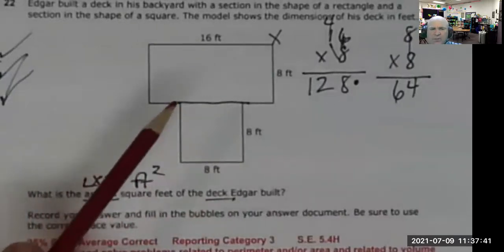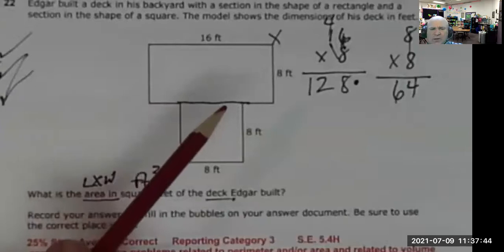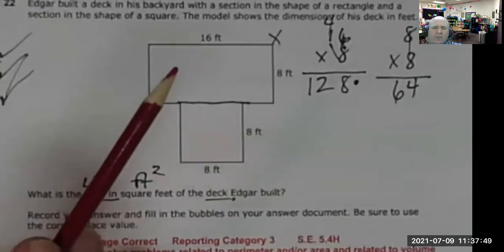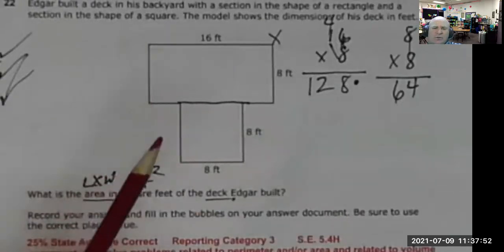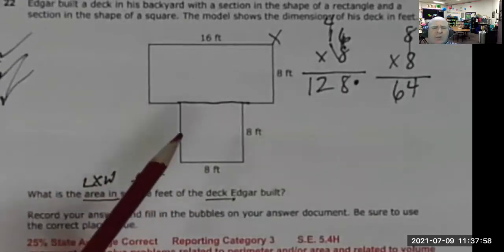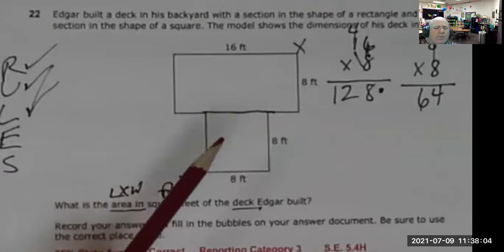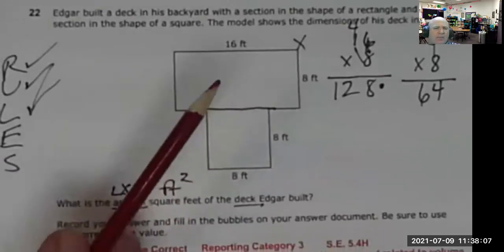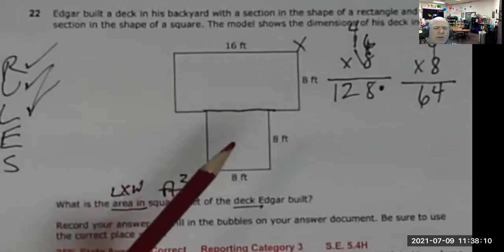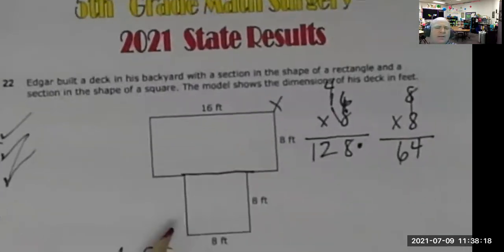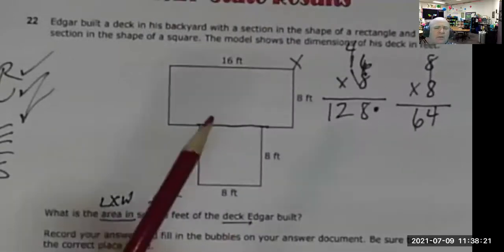I had to draw this line because what we need to do is use squares and rectangles, because those are the two shapes that are here. If we have an area of a triangle, then great, we'll talk about that formula. But the area of these two rectangles, when you add the area of this rectangle to the area of this rectangle, you would get the total square feet. But we want to just make sure that this is the deck that Edgar built.